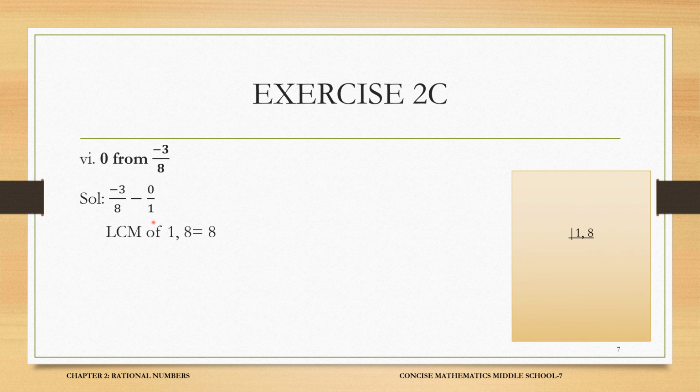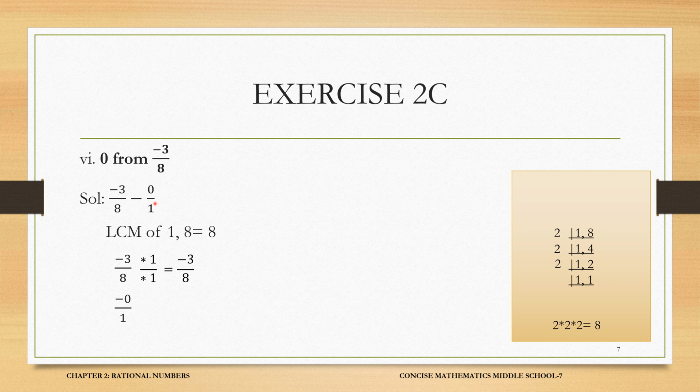Always start dividing with the least number. 2 4s are 8 and 2 2s are 4. 2 1s are 2. Now just multiply the prime factors, that is 2 into 2 into 2. It becomes 8. Now our next step is to make the denominators equal. What is our LCM? 8, right? So first take the first rational number, that is minus 3 by 8, and since it is already 8, you can just multiply it with 1. So it becomes minus into plus is minus, 3 1s are 3, 8 1s are 8.